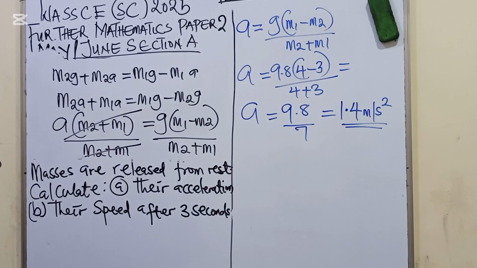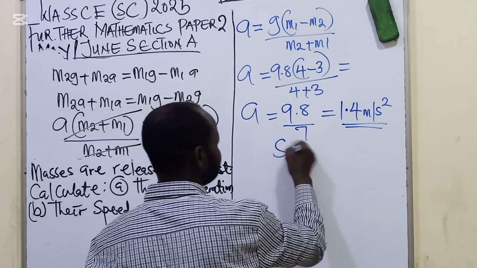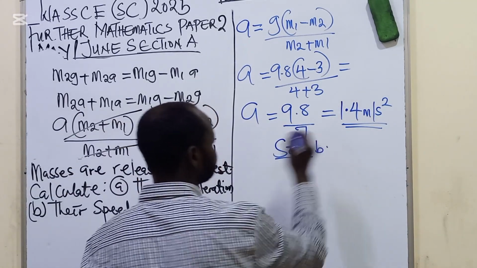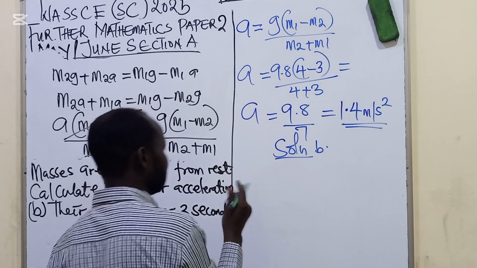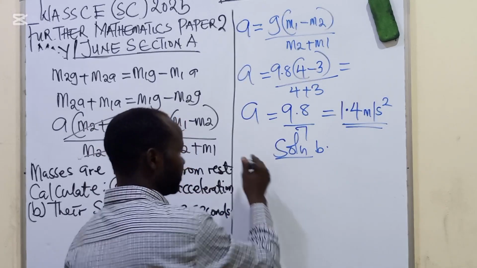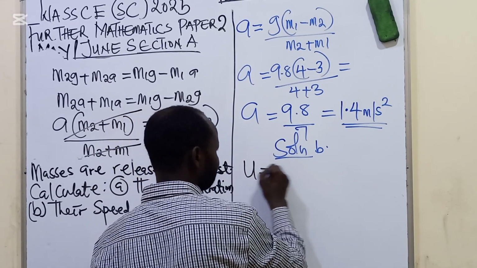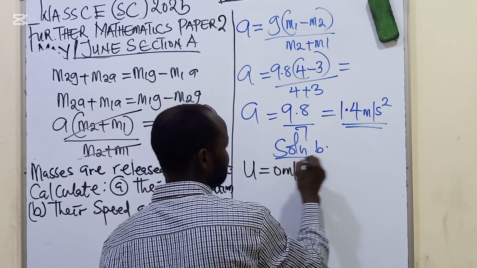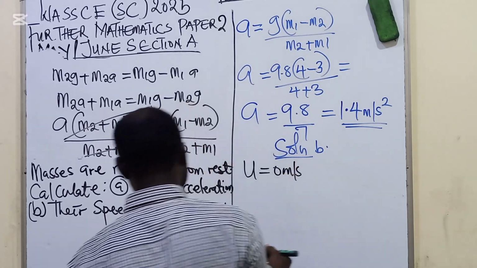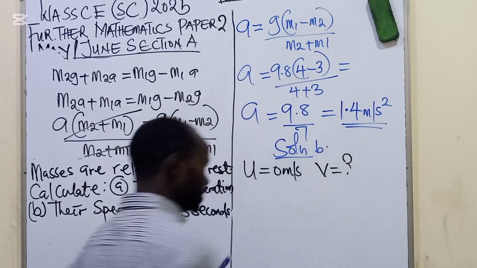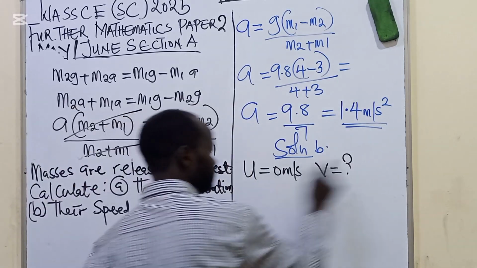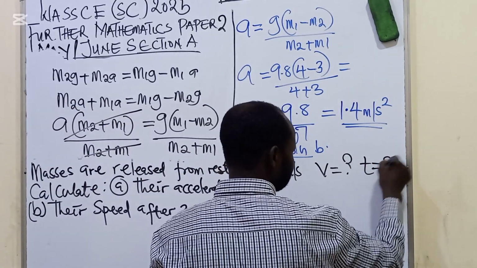Very important. Solution to B now. Let's move to B. The B part said we are asked to find their speed after 3 seconds. Let's bring out the information. Mind you, the masses are released from rest. It means our initial velocity is 0 meter per second. Then their speed, that's final velocity, is not given. That's what we are looking for. Time t is 3 seconds.